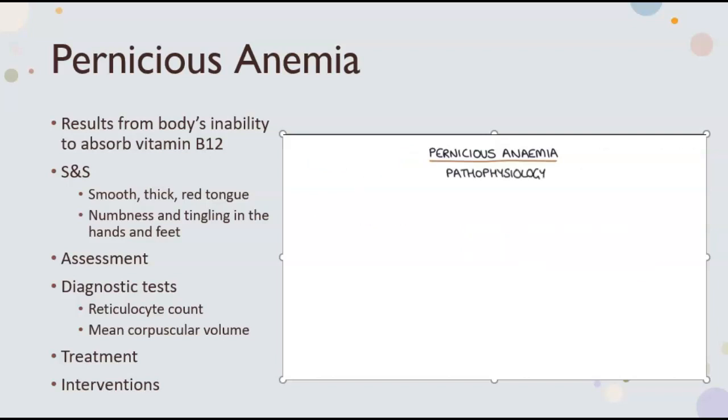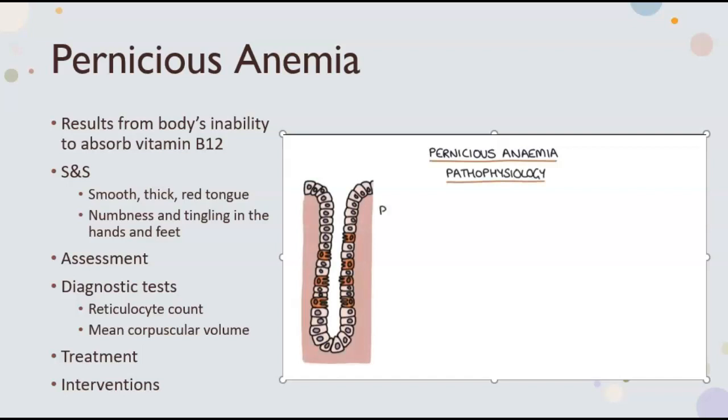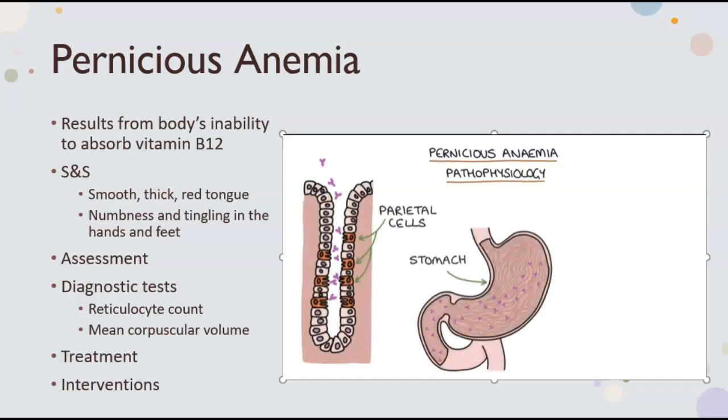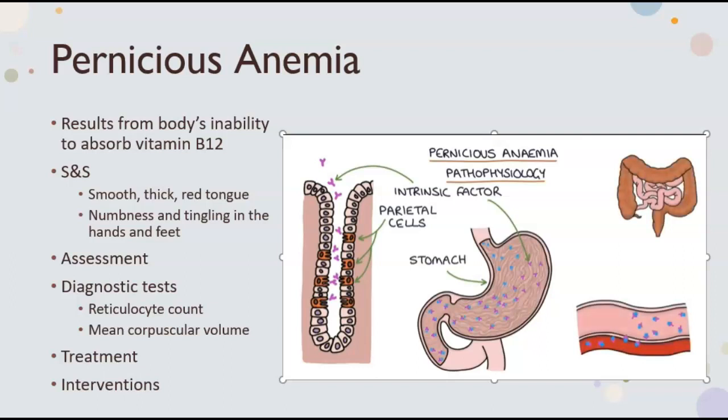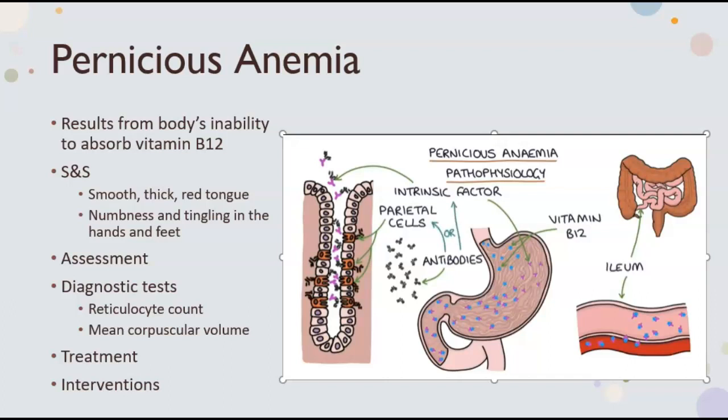Let's start with the pathophysiology. The parietal cells in the stomach produce a protein called intrinsic factor. And intrinsic factor is essential for the absorption of vitamin B12 in the ileum. Pernicious anemia is an autoimmune condition where antibodies form against the parietal cells or intrinsic factor. A lack of intrinsic factor prevents the absorption of vitamin B12 and the patient becomes vitamin B12 deficient.